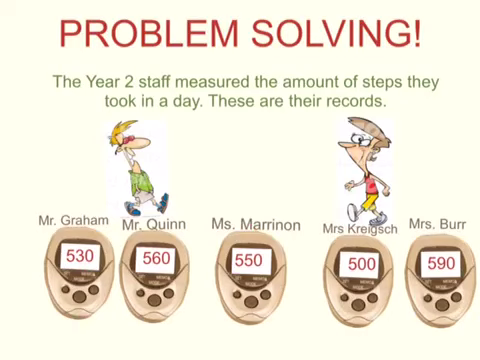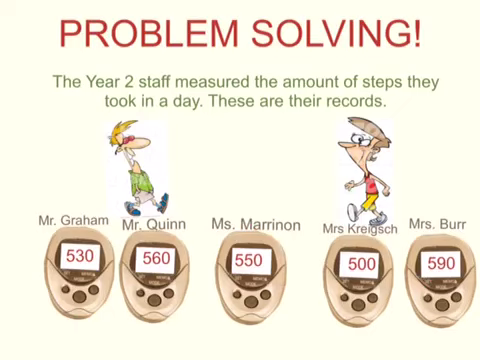Who had the next amount? Who came next? Who got the next amount of steps? 550. Excellent. Miss Marinon, let's go and put her there. Okay, so the next two are Mr. Quinn and Mrs. Burr. Mr. Quinn had 560 steps. Mrs. Burr had 590 steps. So who would come next after Miss Marinon, do you think?